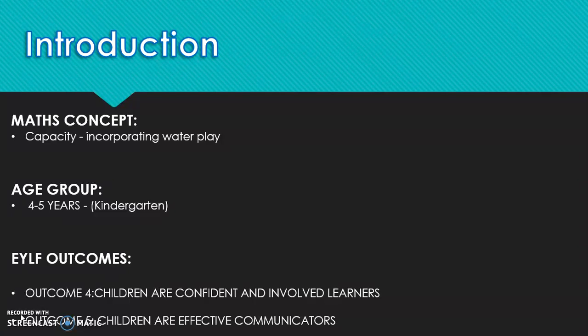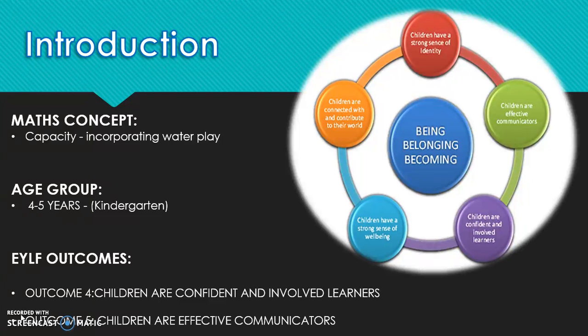This learning experience directly relates to at least 2 of the Early Years Learning Framework outcomes, which is one of the main government documents that assists educators in creating meaningful learning experiences. The 2 main outcomes this learning experience directly relates to are Outcome 4, children are confident and involved learners, and Outcome 5, children are effective communicators. The sub-outcomes will also be further elaborated later in the presentation.